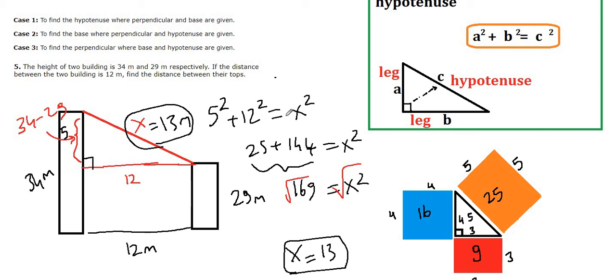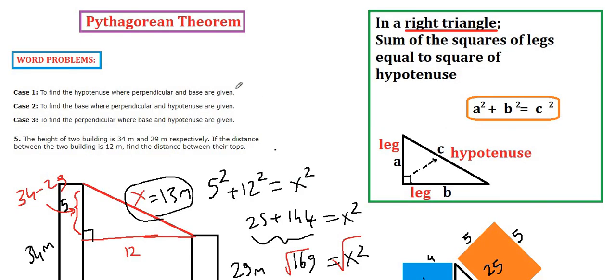So in the word problems, you will have one of those 3 cases. All you have to do is read carefully and construct the question. And eventually you're going to end up with a right triangle. So you can apply Pythagorean theorem.